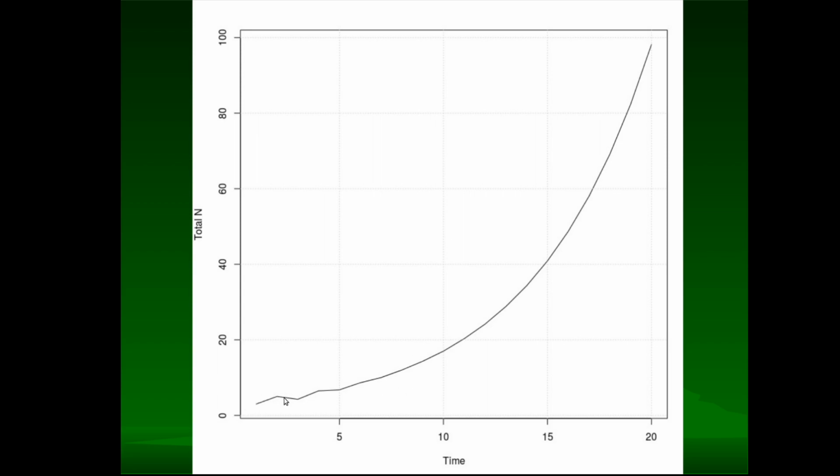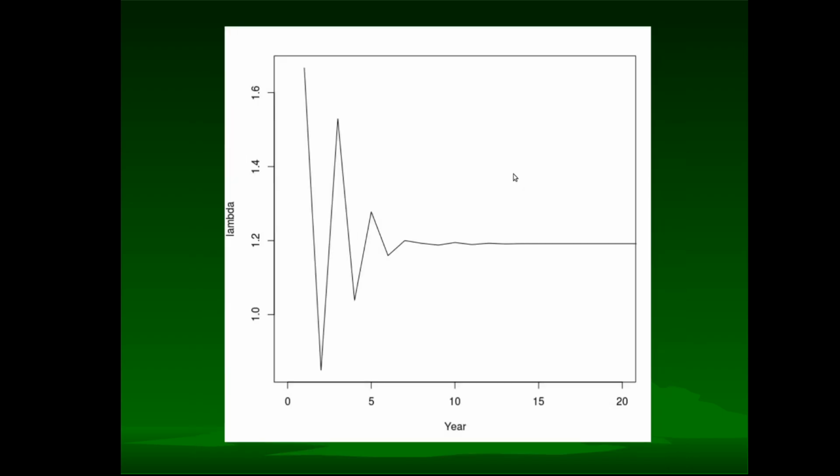So we have a little jumping around at first. This is a plot of n versus time. And then we settle in by about time 10. We settle into a nice, smooth, exponentially increasing trajectory. And if we calculate lambda each year, we can see that lambda moves back and forth depending on how many non-reproductive and reproductive individuals there are in the population, and settles down into the final lambda value.